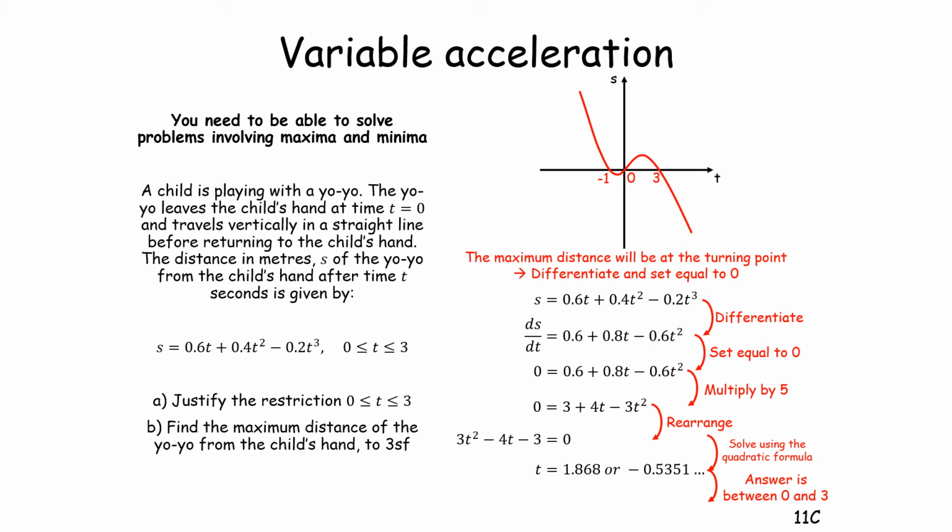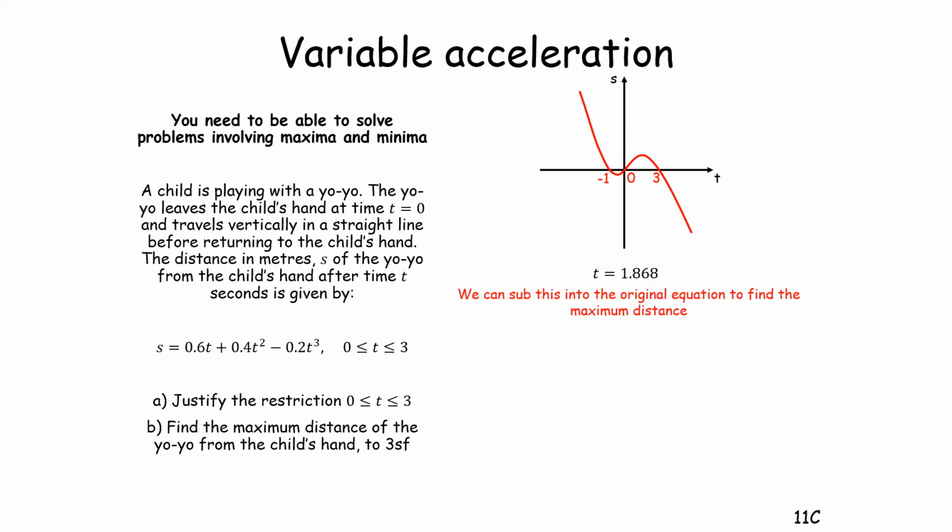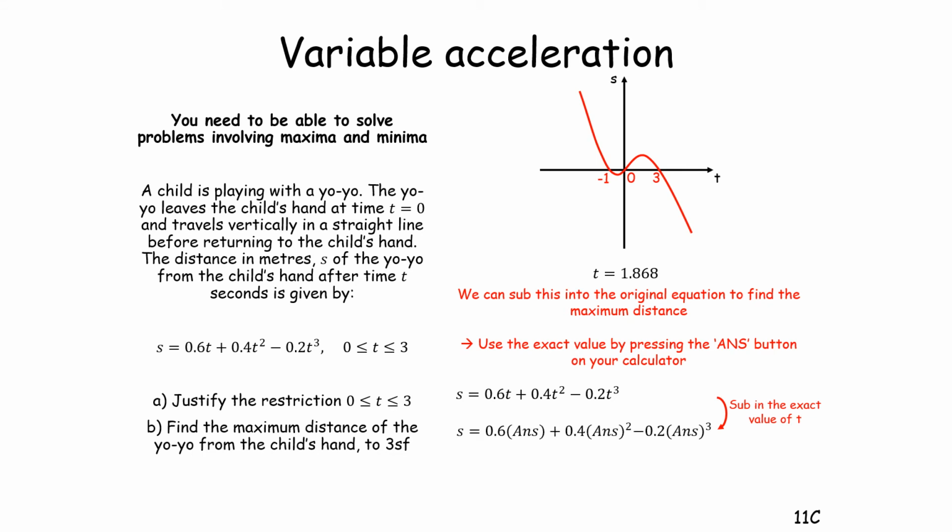So maximum distance. Now we can sub into the original equation to find the maximum distance. Use the exact value from using the answer button on your calculator. If we substitute that in, that will give us s equal to 1.21 meters.